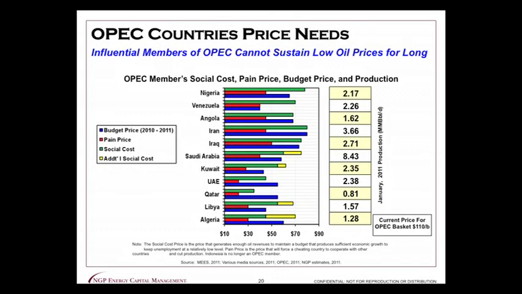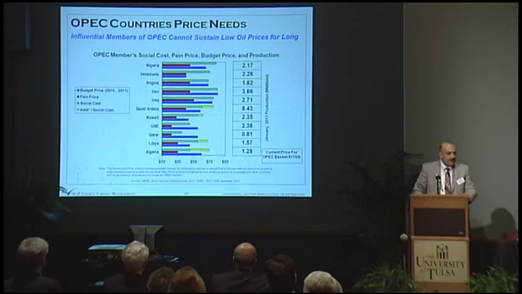We estimated the budget price for every OPEC member, and that's 2010, 2011. The budget price basically is the blue. And then we estimated what we call the pain price and the social cost price. Now, the blue, the budget price, is based on the available numbers from the budget, and then we made our own estimates on that. It is very clear that those countries are requiring high prices.